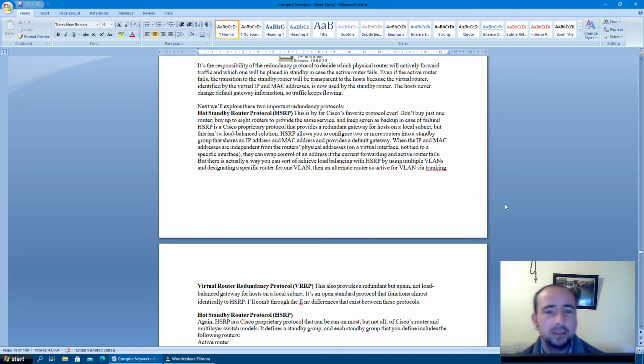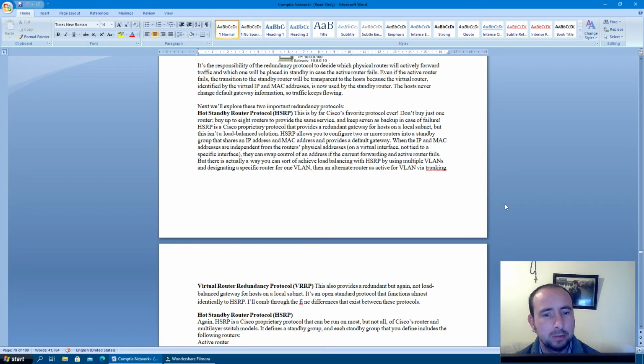It's the responsibility of all the redundancy protocols to decide which physical router will actively forward traffic and which one will be placed in standby in case the active router fails. Even if the active router fails, the transition to the standby router will be transparent to the hosts, because the virtual router identified by the virtual IP and MAC address is now used by the standby router. The hosts never change default gateway information, so traffic keeps flowing.